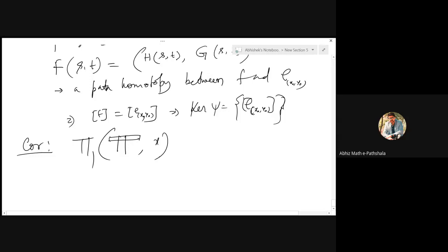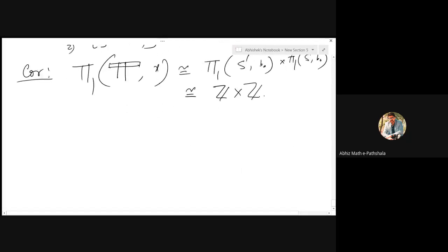is actually isomorphic to S1 cross S1. So that means it is isomorphic to Z cross Z. So thus the fundamental group of the torus is Z cross Z, right?